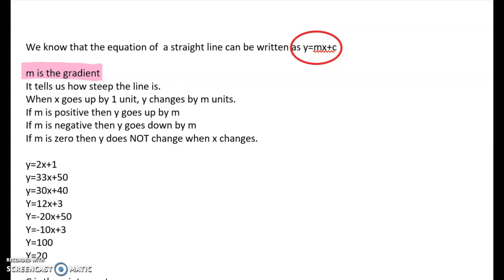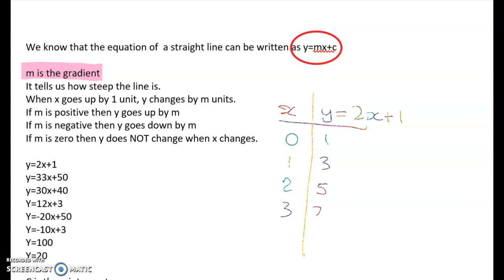Now, how did we see that? Well, the first way we looked at it is when we had a table. We might have x and we might have y. If y is equal to 2x plus 1, we could put in our x values here, and then we can work out our y values. So we get 1, 3, 5, 7, and we can see that it's going up in twos. So every time x goes up by 1, y goes up by 2. And that's what it means to have a gradient of 2.